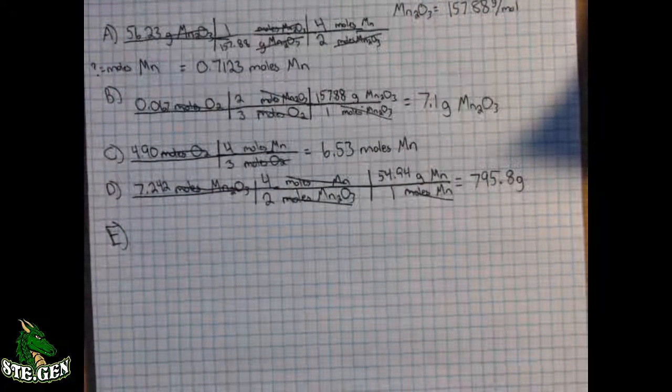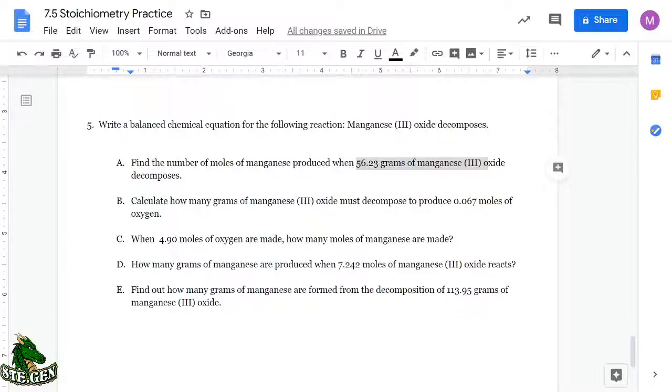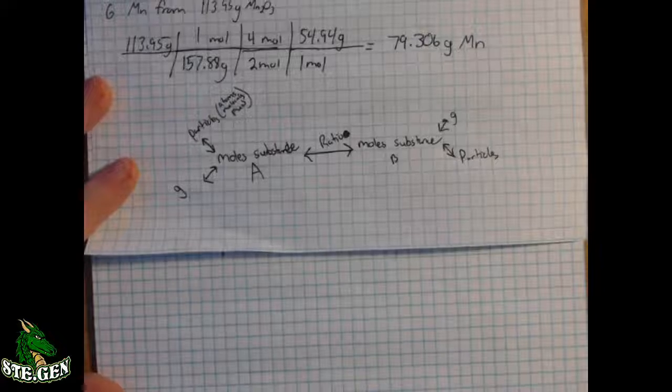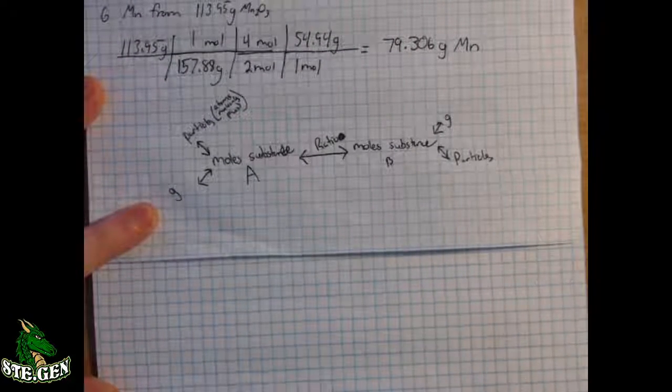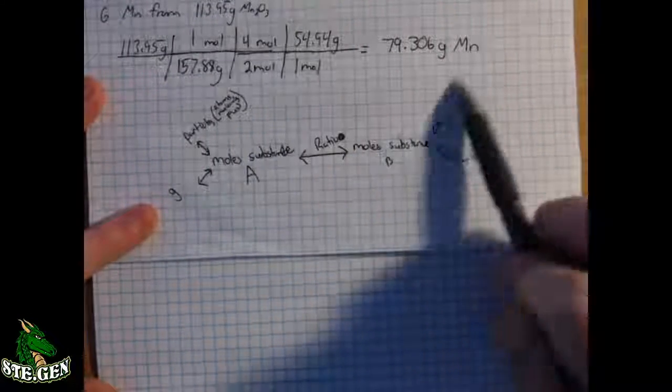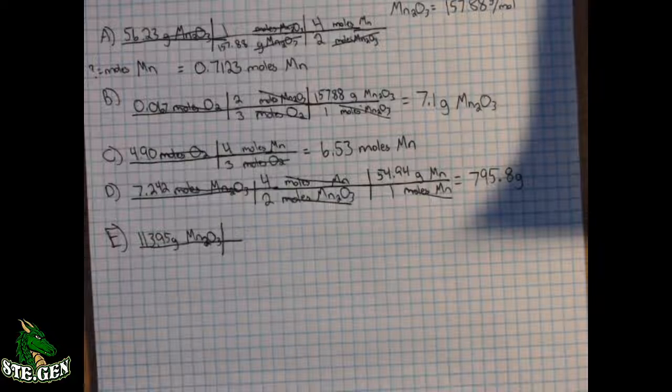All right, finally, we saved the best for last. Question E is the longest type of question up to this point that we will have talked about. You want to know how many grams of manganese are formed when 113.95 grams of manganese 3 oxide decomposes. Now, this means, if I flip back to my hand cam, that we're going to have to do a grams to moles, a mole to mole, and then a mole to grams conversion. We're going to have to do 1, 2, 3 whole conversion steps in this problem. There are going to be some that we'll do that will be a little bit longer than that, but this is going to be the longest type of question currently that you will really be needing to worry about.